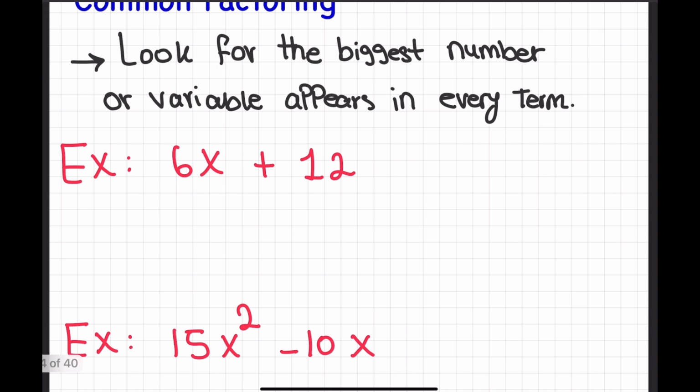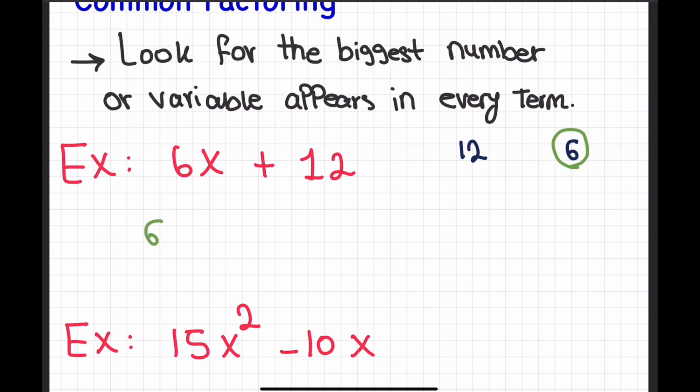In this example, you can see 6x plus 12. Regarding the variable, I don't have a common factor. In the first term, I have x, but in the second term, I don't have x. So I cannot use x as a factor. But between these two numbers, I have 12 and I have 6. What is common between these two? I can see both of them are multiples of 2, and both of them are multiples of 6. So I can use 6 as a common factor.